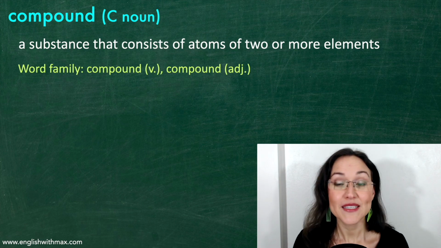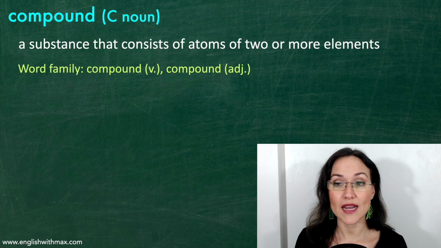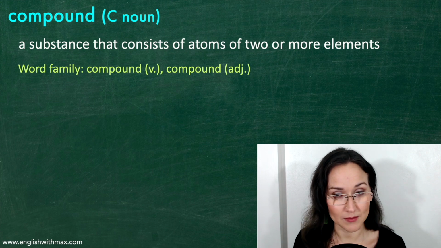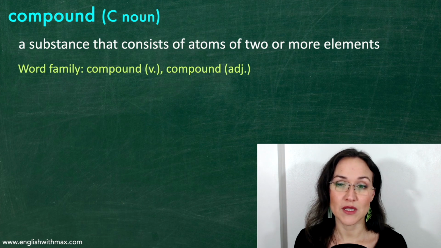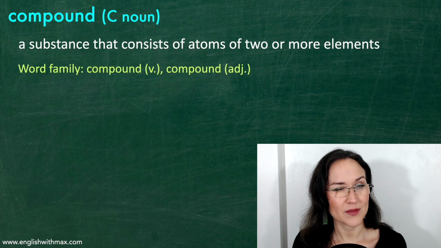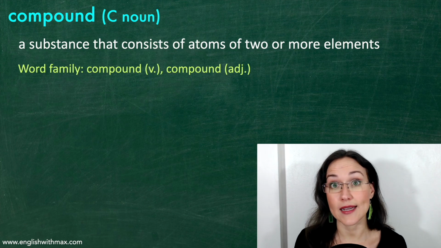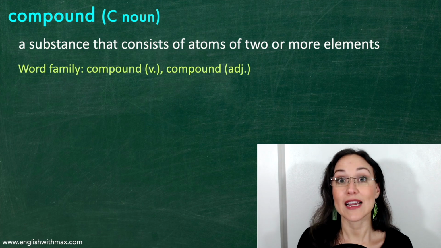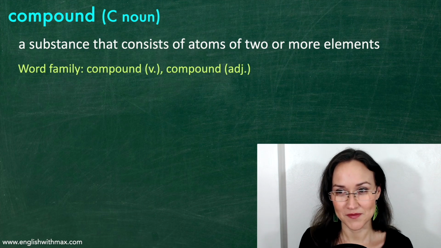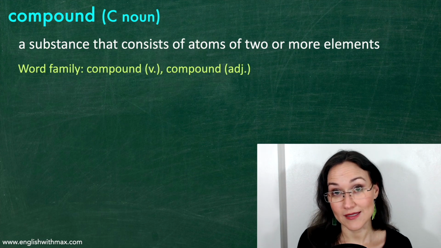Compound. This is a countable noun. It's a substance that consists of atoms of two or more elements. Let's see the word family. First we have the verb compound. Yes, the pronunciation is a little different. Compound means to mix two things together. And then we have the adjective, which is pronounced like the noun. Compound. The adjective means consisting of two or more parts.